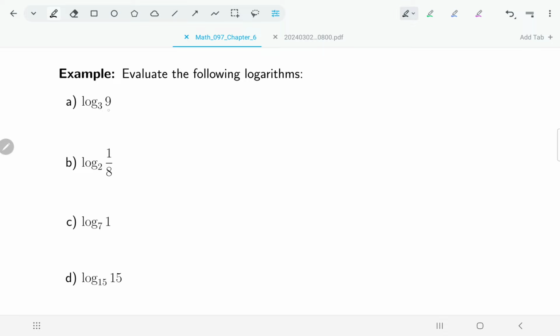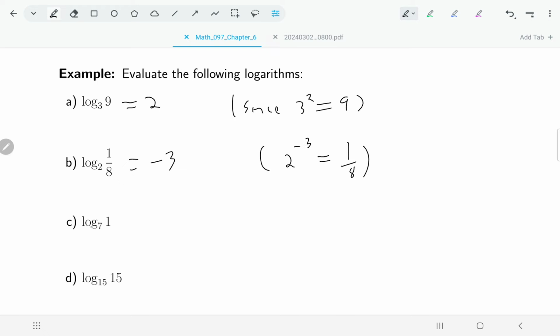If we're looking for log base 3 of 9, we're asking ourselves, 3 to what power gives us 9? And the answer is the power is 2. And so that's my answer: log base 3 of 9 is 2, because 3 squared is 9. Or similarly, if I'm looking for log base 2 of 1/8, I know that 2 to the power of -3 is 1/8, which means log base 2 of 1/8 is -3.